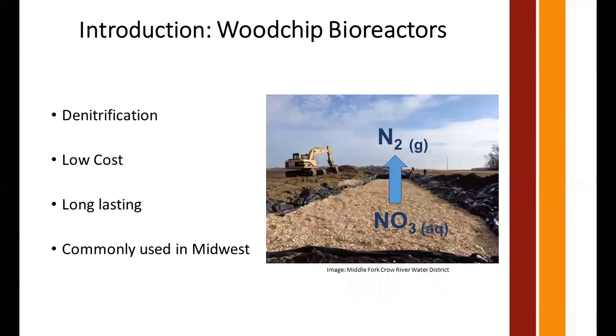Okay. Now I'll go over the different components we use to remove the nitrogen and phosphorus from our wastewater. First, woodchip bioreactors. Woodchip bioreactors are a commonly used best management practice in the Midwest in corn and soybean production. They use the biological process of denitrification, which is the conversion of aqueous nitrate into harmless dinitrogen gas. They are low cost, as they are just a large ditch in the ground filled with wood chips, and long lasting. They have been shown to last up to 10 years.